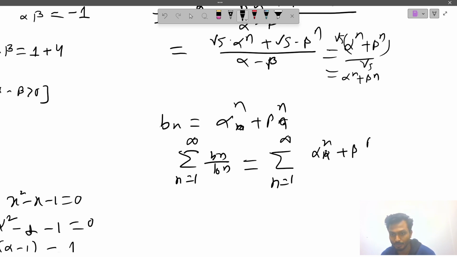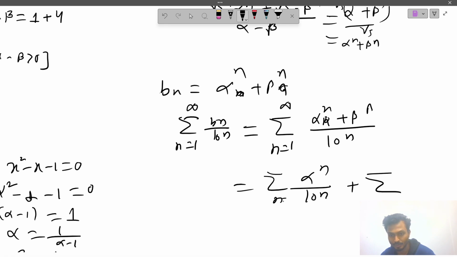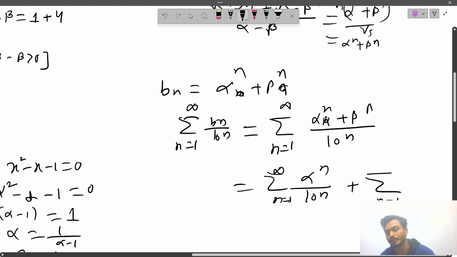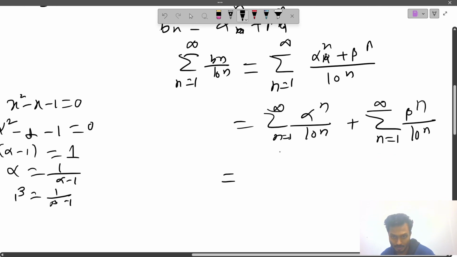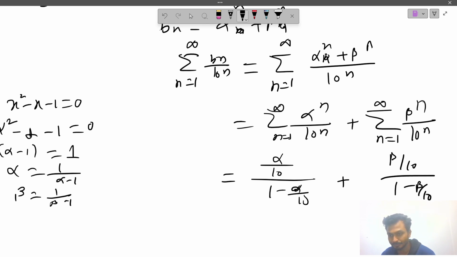Alpha to the power n plus beta to the power n, divided by 10 to the power n, right? So this will be equal to the summation of alpha to the power n divided by 10 to the power n, plus the summation of beta to the power n divided by 10 to the power n, with n obviously from 1 to infinity. Now this is also a geometric series with common ratio alpha by 10. So it is the first term alpha by 10 divided by 1 minus alpha by 10. Similarly, this is beta by 10 divided by 1 minus beta by 10.